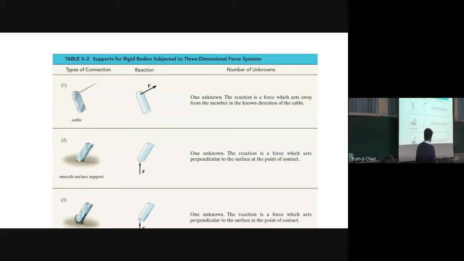We have, for example, a cable, and we know that this bar can move to the left, to the right, upwards or downwards, but it cannot move along the direction of the cable. So the cable would act with a tension on the rigid body, and the direction of the force is in this direction. Also, this rod can rotate in this direction, so we don't have moments.